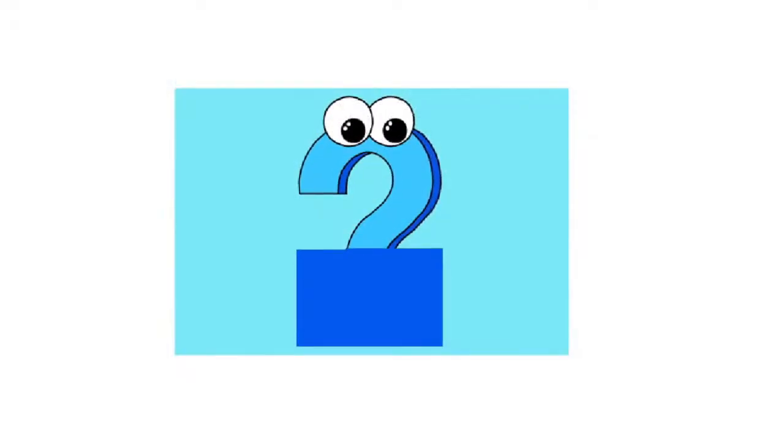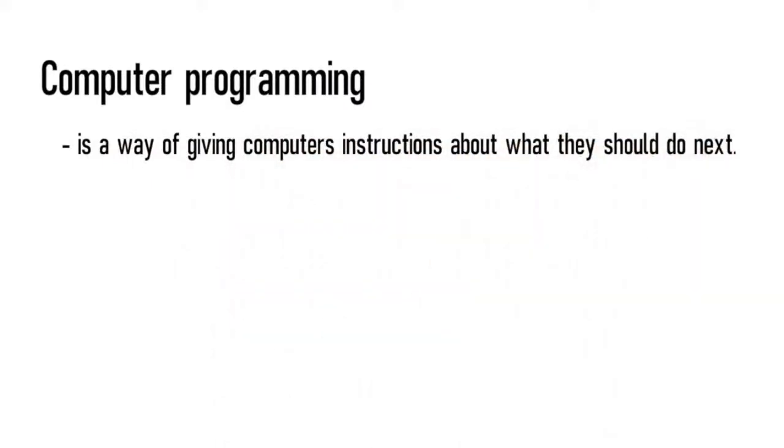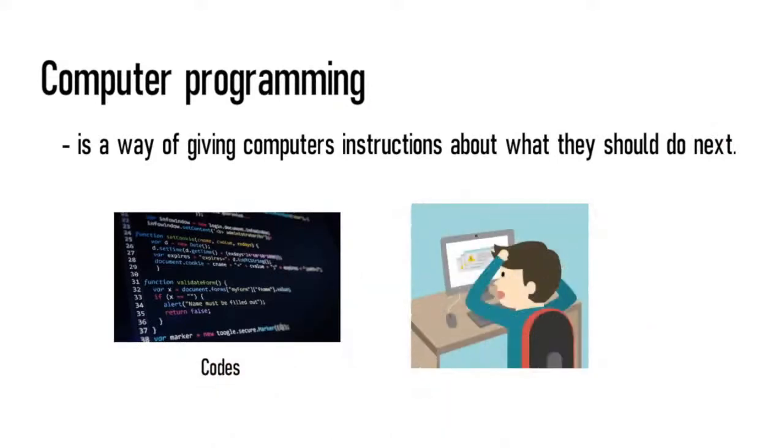How are we going to do this? First, let us know what computer programming is. Computer programming is a way of giving computers instructions about what they should do next. These instructions are known as codes, and computer programmers write codes to solve problems or perform a task.